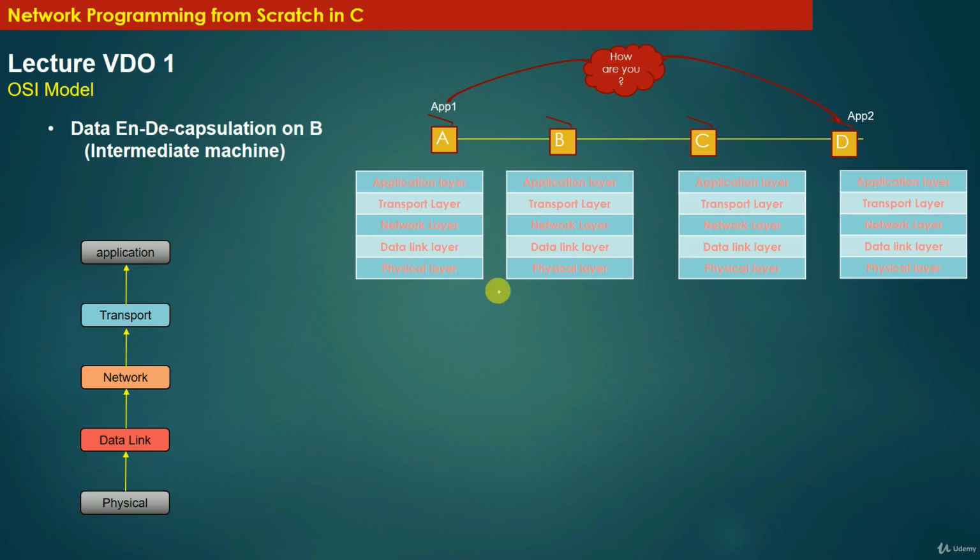Now let us see what happens on intermediate machine, that is the machine B and machine C. We have studied the data encapsulation process happening on machine A, which is the sending machine, and we have studied the data decapsulation process happening on the receiving machine, that is the destination machine. But the TCP/IP stack of intermediate machine B and C also plays some role in forwarding the data. So let us see what happens in the TCP/IP stack with respect to machine B and machine C, which are neither sending machine nor receiving machine, but they are forwarding machines.